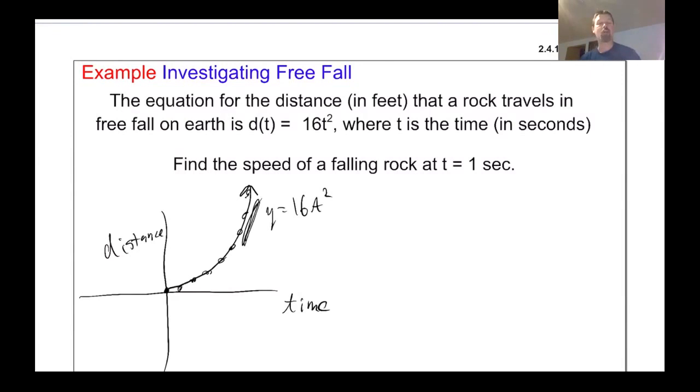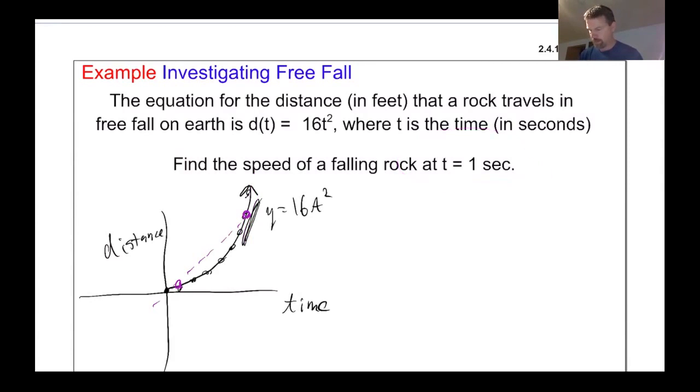So if I wanted to find how fast that rock is traveling, I could look at an average rate of change by picking 2 points on the graph and finding this. Or I could use instantaneous rate of change and find the exact speed. I want to actually find the instantaneous rate of change at t equals 1 second.